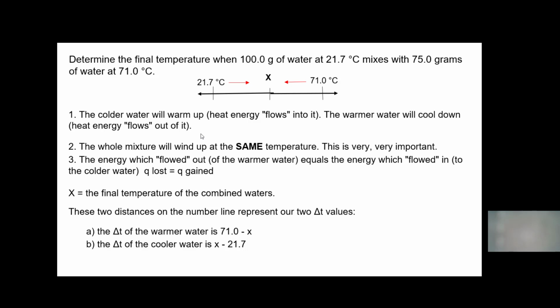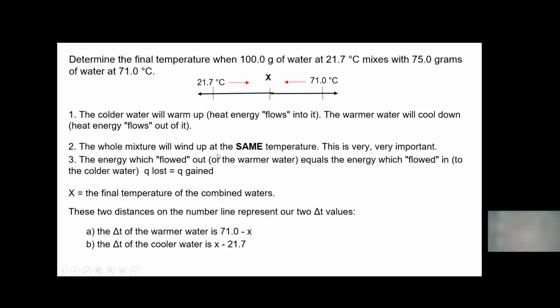So I'm trying to look at this as a distance instead of a temperature. We're going to start at 21.7 and it's going to go up a certain amount. Then we start with 71 on one side and it's going to go down a certain amount. In some of these questions, X gets complicated, where X is a value and you have to add or subtract it from something.